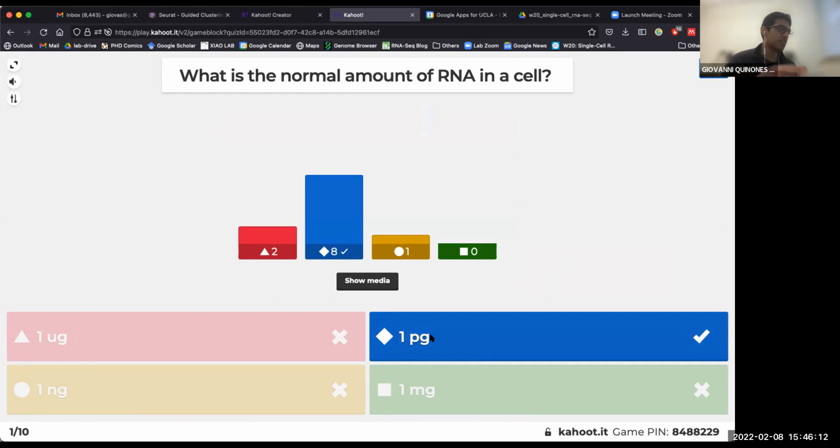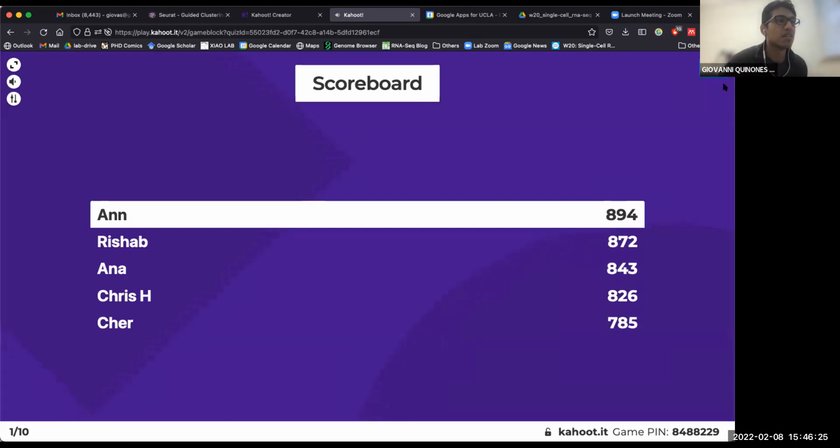Like I said, it ranges from 1 to 50 picograms, which is 2,000 to 1,000,000 times what we actually need. Great. These are the rankings. Congratulations. And we'll go to the next question.